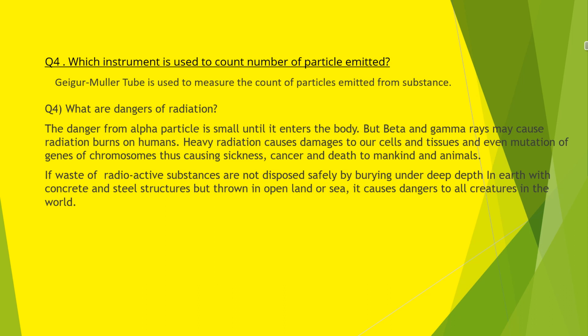What are the dangers of radiation? The danger from alpha particles is very small until they enter the body. But beta and gamma rays may cause radiation burns on humans, large damage to our cells and tissue, or even mutation of genes or chromosomes, thus causing sickness, cancer, and even death to mankind and animals. It is due to these beta and gamma rays.